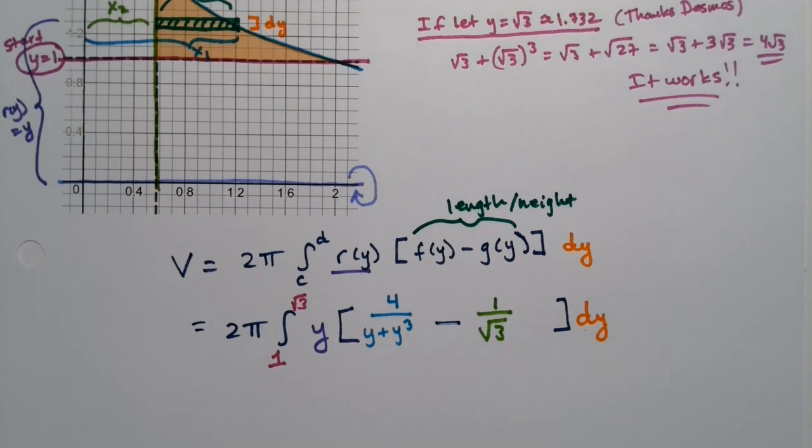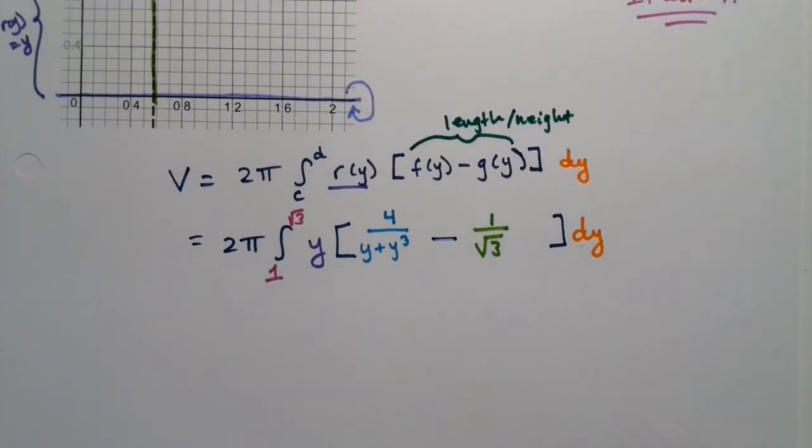And if you're looking for a decimal approximation, 1.732 will work fine. It's not the end of the world. But the square root of 3 is very important for how we have to do this by hand. You'll see what I mean in a minute.